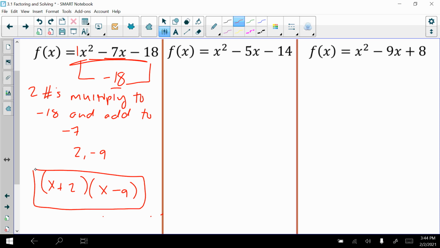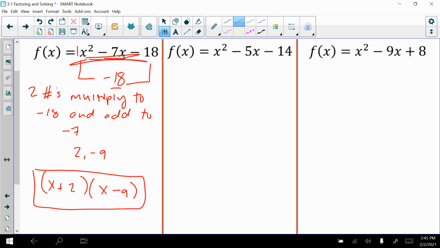Okay? You could check yourself. If you double distributed this expression, you would end up right back where we started. For the sake of time, I'm not going to do that, but if you want to try it on your own, go ahead. If you check yourself, you should end right back up where we started. Let's do one more example, and then I'll show you a more difficult case.